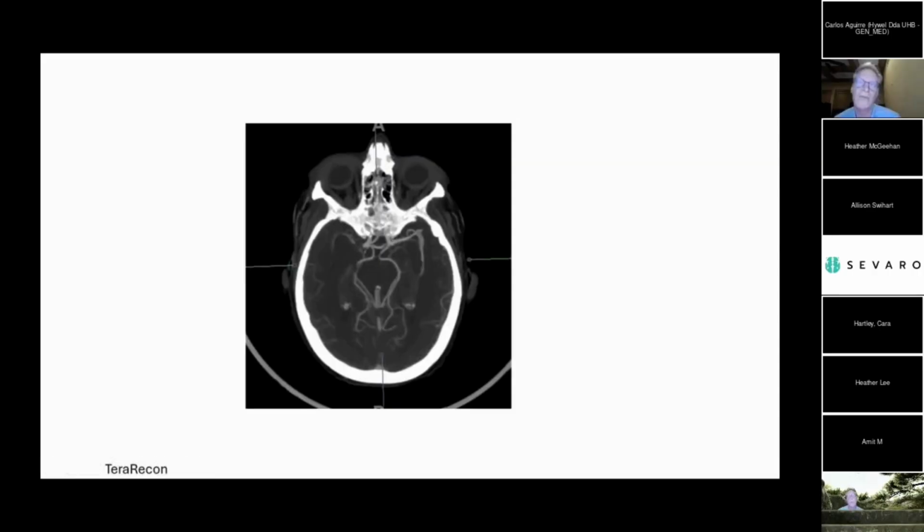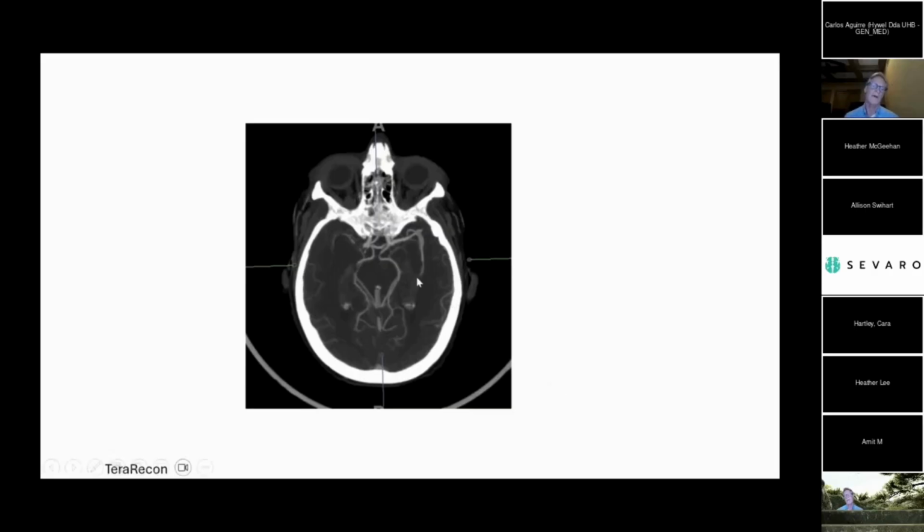So TerraRecon. TerraRecon is a great company. They make incredible CT angiogram products. I recently took a cardiac CTA course sponsored by the American College of Radiology. They had us working on workstations. All the workstations were TerraRecon. So they do really good work.